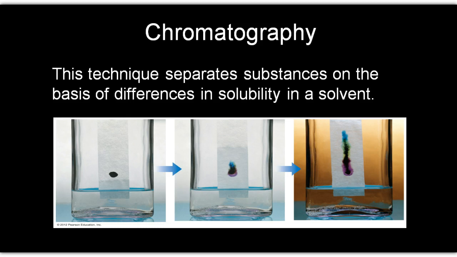Chromatography, I think we're also going to run this lab. This is a means of separating substances based on their polarity. So if you have a non-polar solution, and this happens to be a polar strip or substance, we can separate these substances out based on their differences in polarity. So basically you have to have a polar versus non-polar mixture.